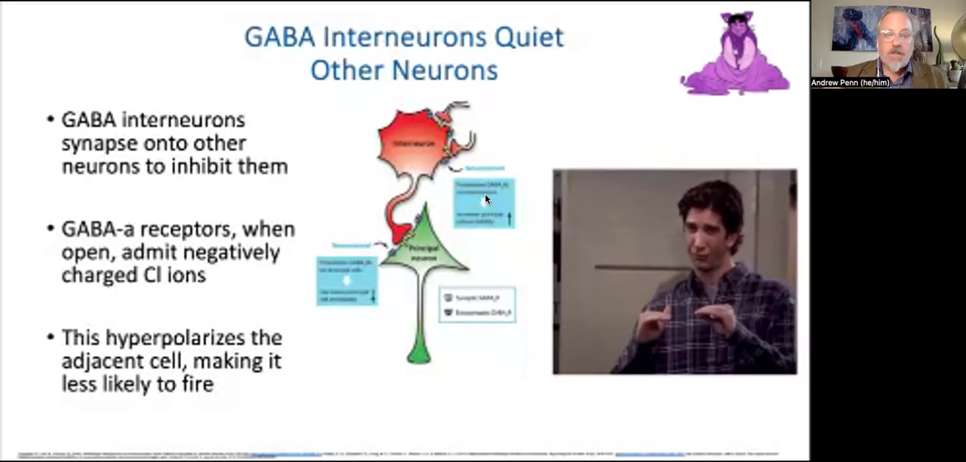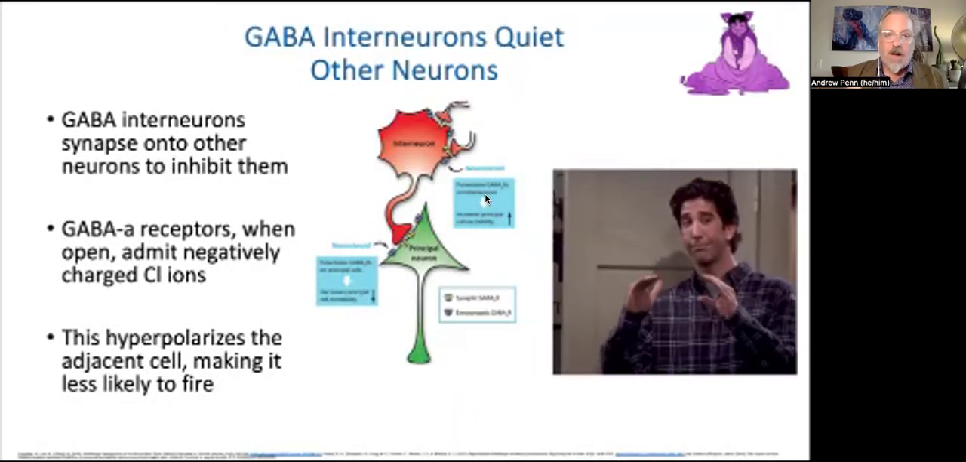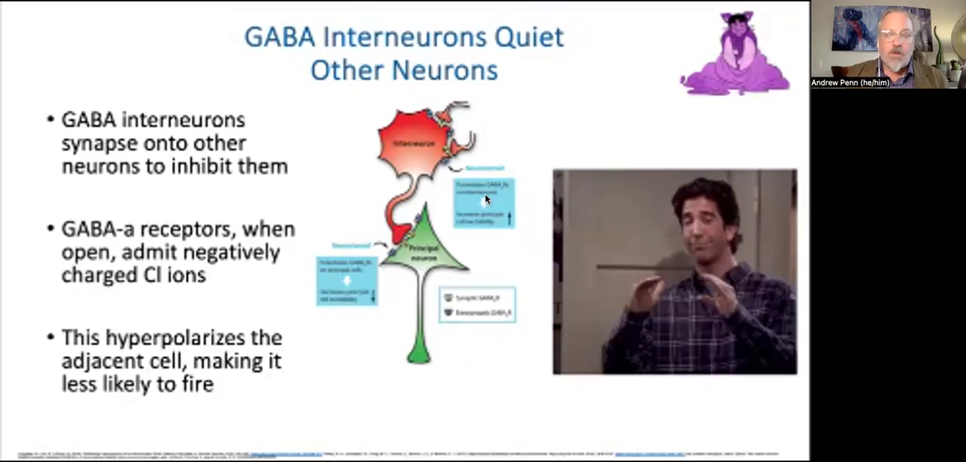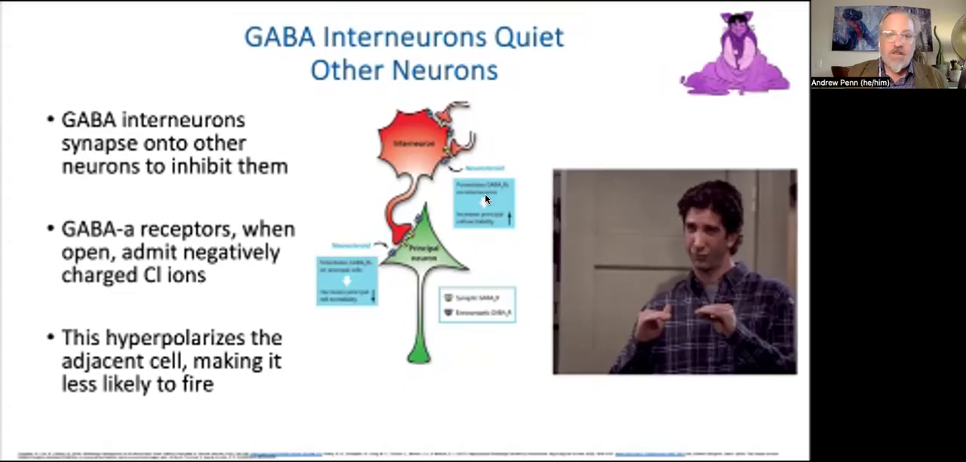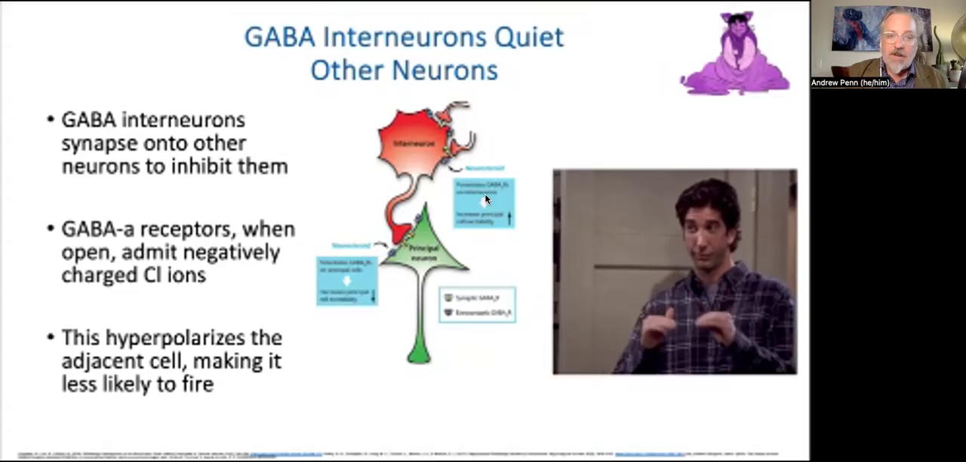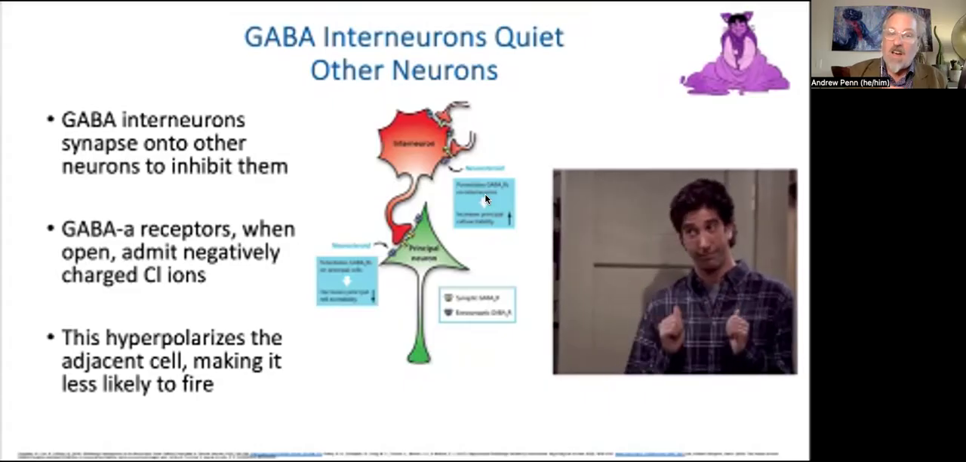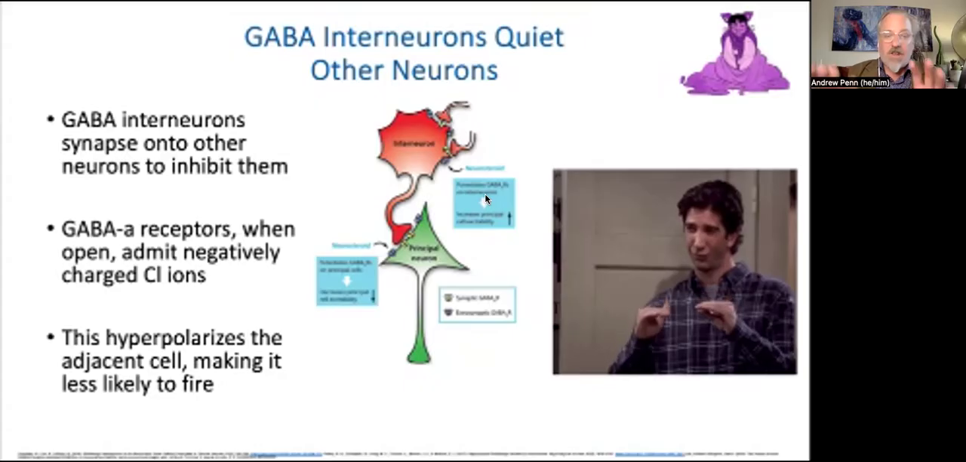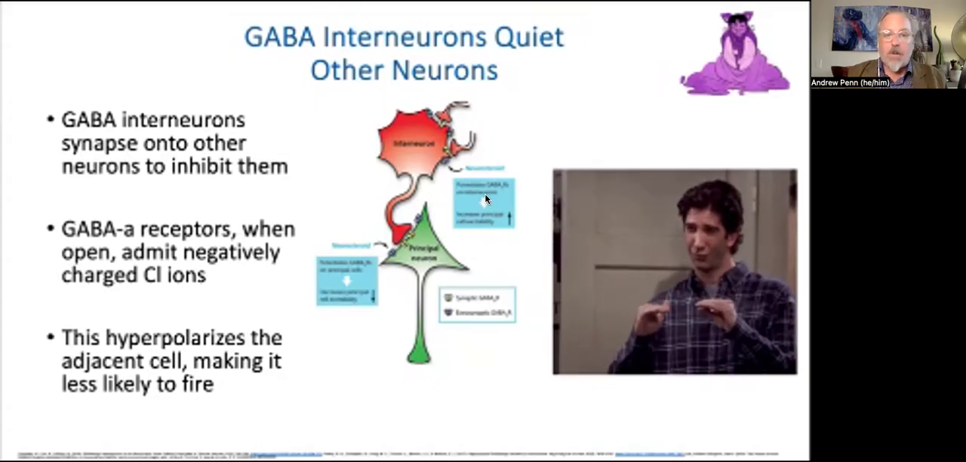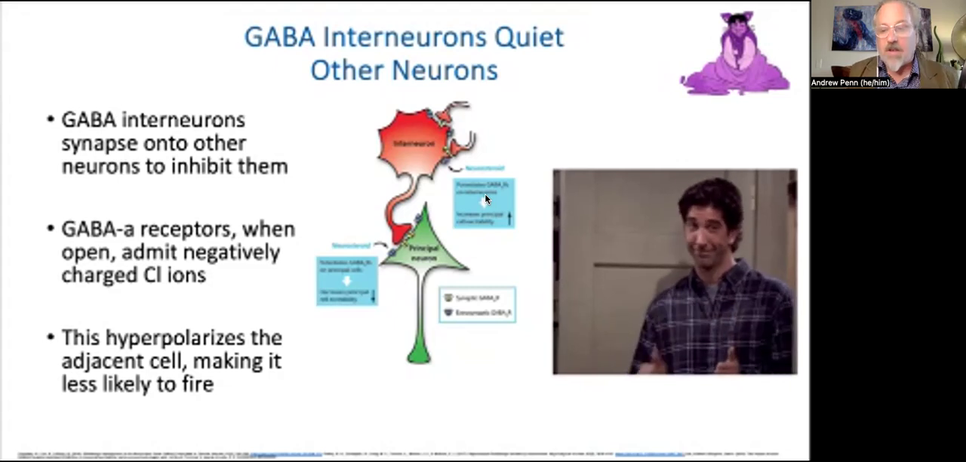And these, as I mentioned before, are interneurons, which really are kind of woven between other neurons. These GABA interneurons will synapse onto other neurons and release GABA onto GABA receptors on the other neuron and sort of say, hey, quiet things down a little bit. So this is part of the inhibition process in the brain.